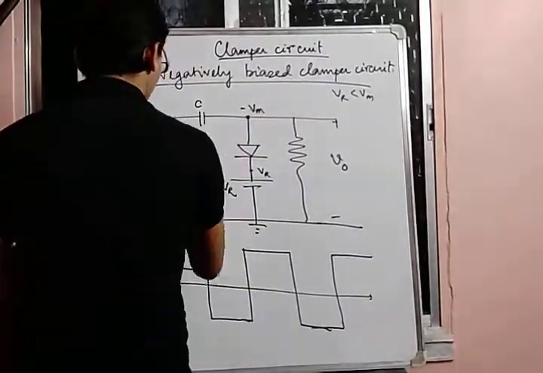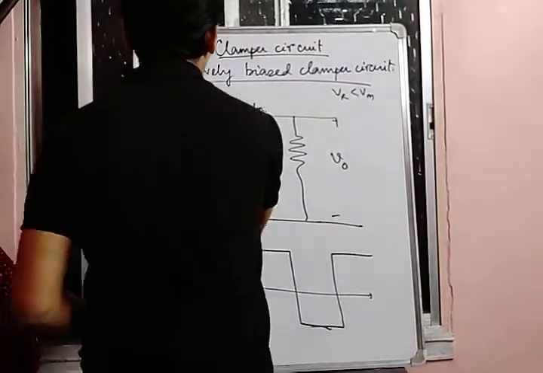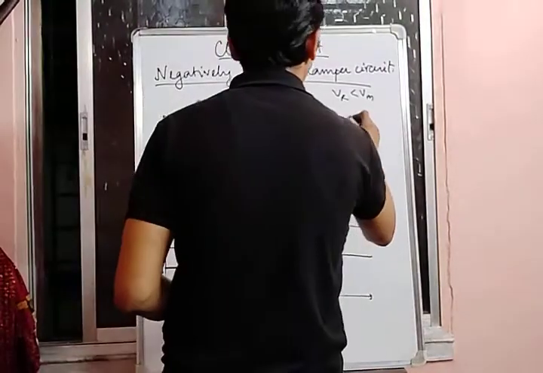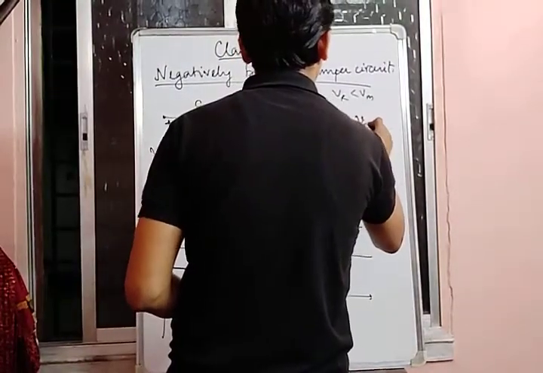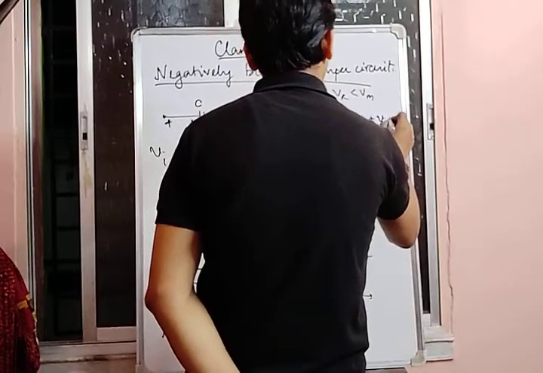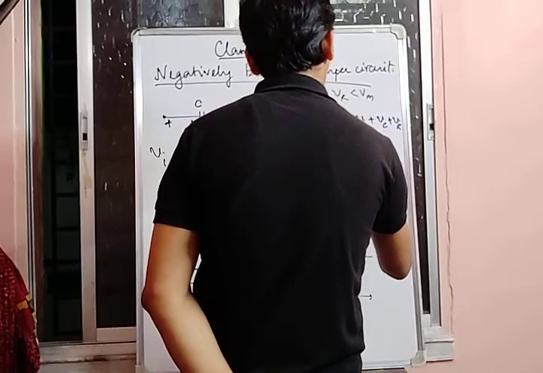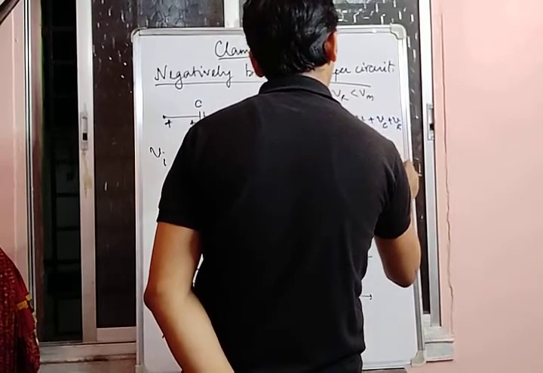Okay. So during the positive half cycle, this was plus, this was minus. So what we'll be getting is this is plus, this is minus. So we'll be simply getting minus VI plus VC plus VR should be equal to 0. So that means VC should be equal to VI minus VR.